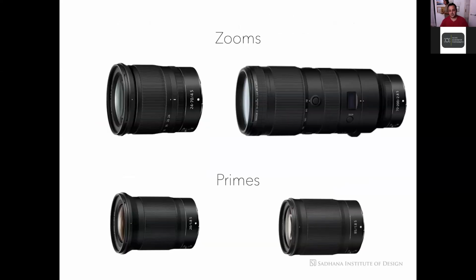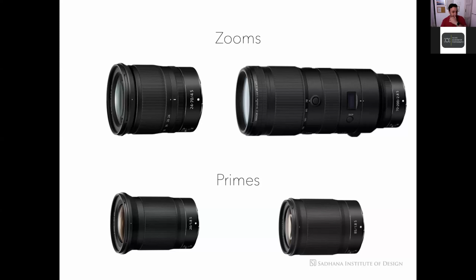Next thing, lenses. So with the lenses, you want to understand two things. There are two types of lenses. You have zoom lenses and then you have prime lenses. They both have their strengths and weaknesses. So zoom lenses are ridiculously convenient.